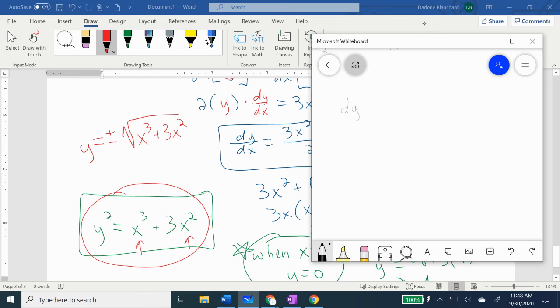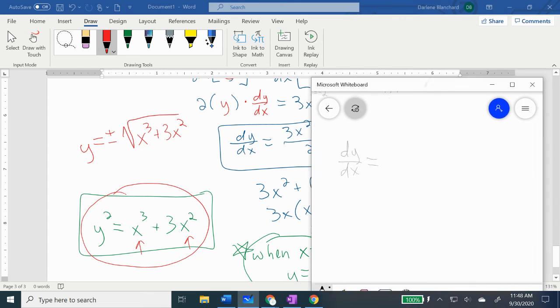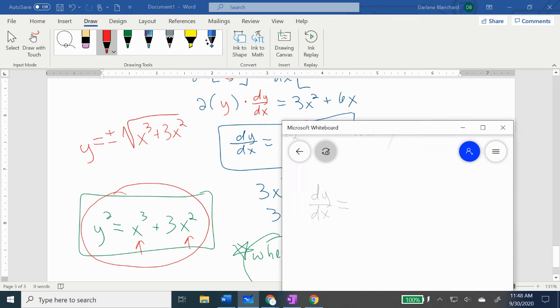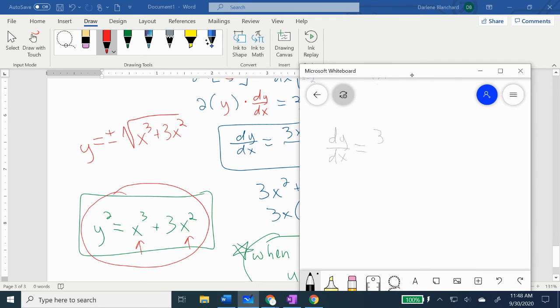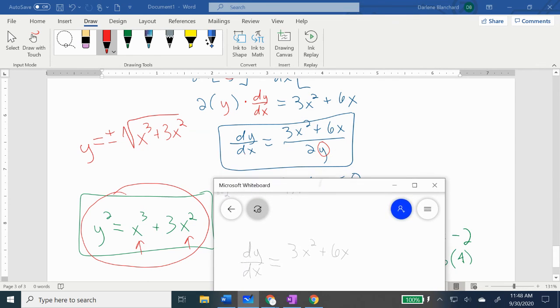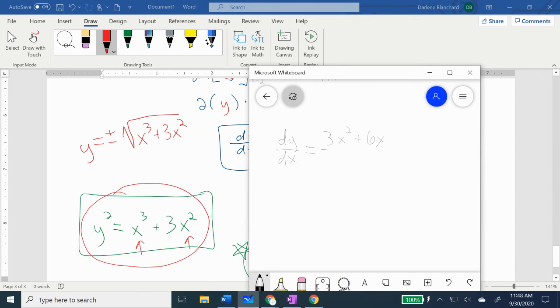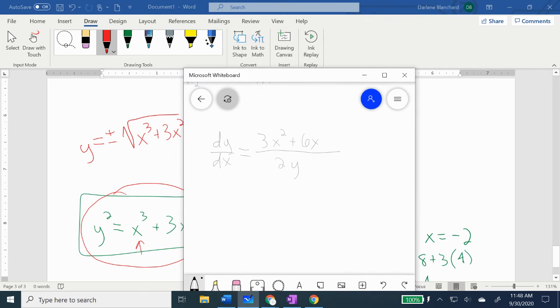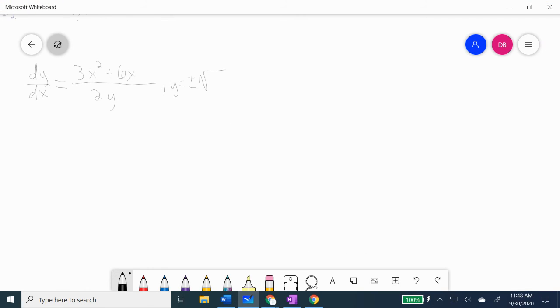I'm going to be working with dy dx being equal to 3x squared plus 6x divided by 2y, where y is equal to plus or minus the square root of x cubed plus 3x squared.